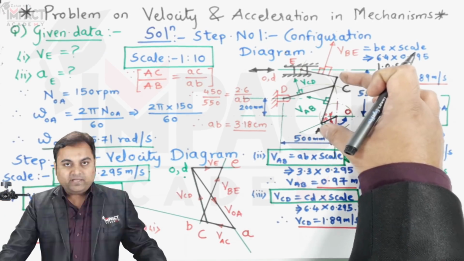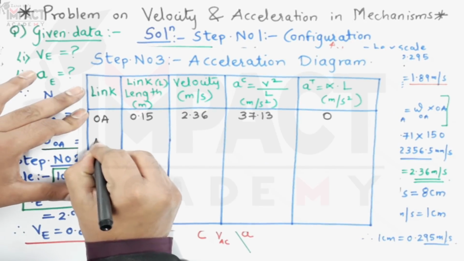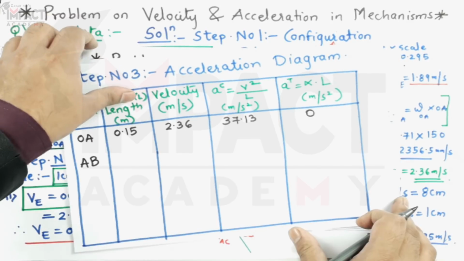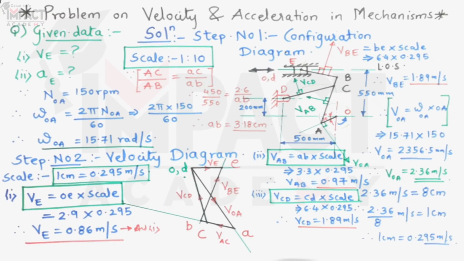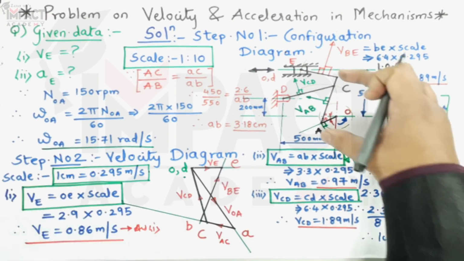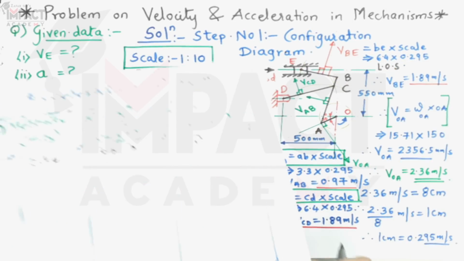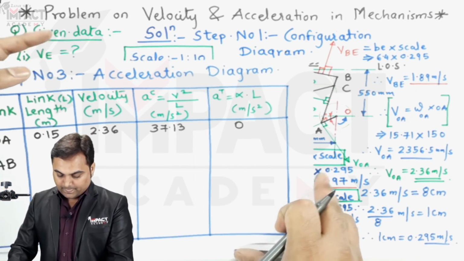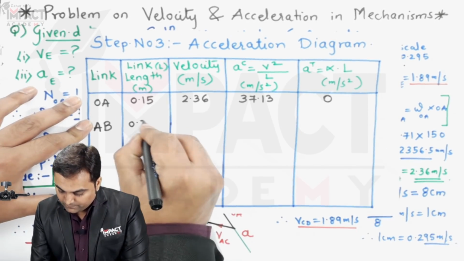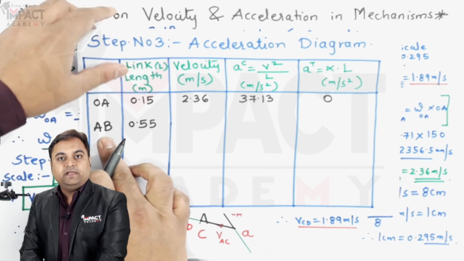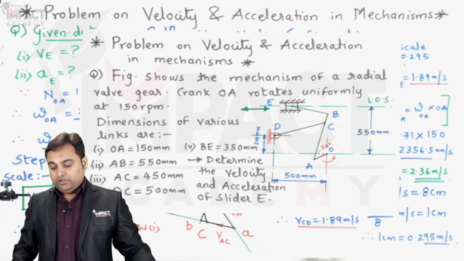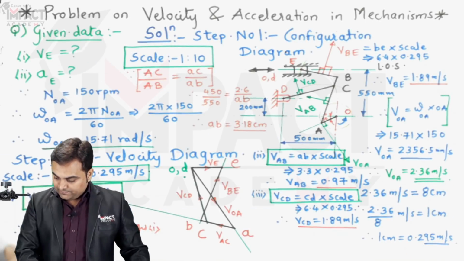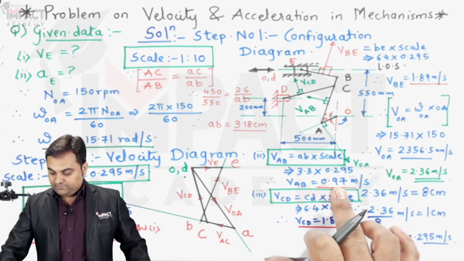is connected to link AB. Now its length was given as 550 mm in the data. This AB is 550 mm, so it would be 0.55 meter. Then velocity of link AB, and that is why we have found the velocity, because it would be used in the acceleration diagram. So VAB is 0.97 meter per second.